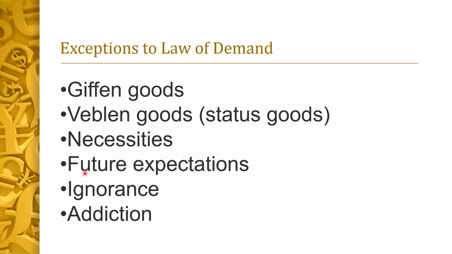Next is future expectations. When people expect that prices will rise soon, then even if the price of a product is already high, due to these future expectations, the demand further increases. Next could be ignorance. People would not know whether there was an increase in price or not. And the last is addiction. For any good that you are addicted to, even if the price increases, the demand still remains on the higher side. For example, alcohol, cigarettes.